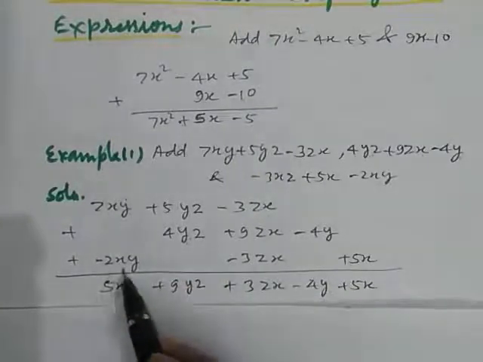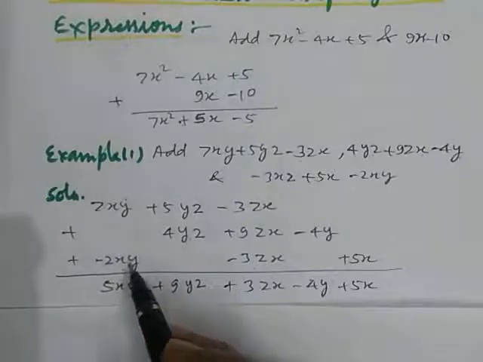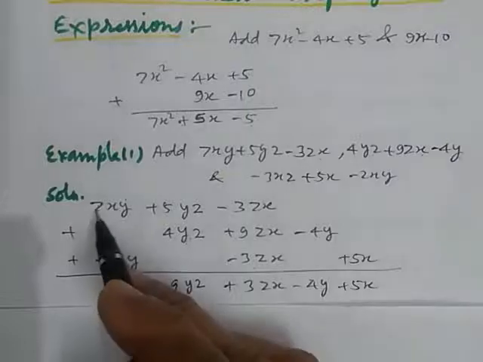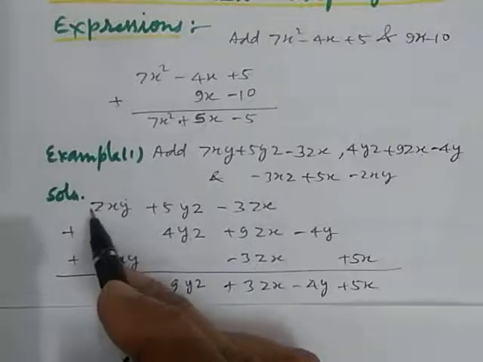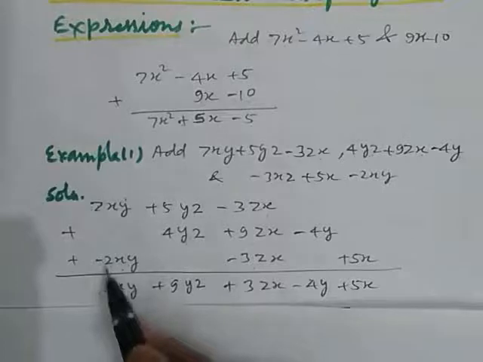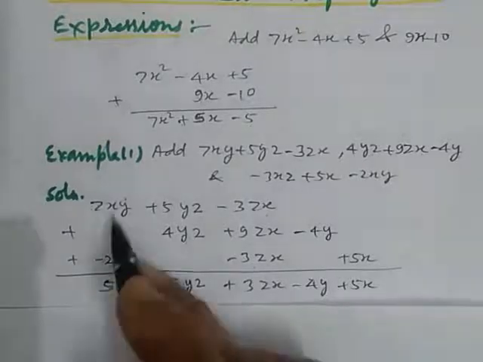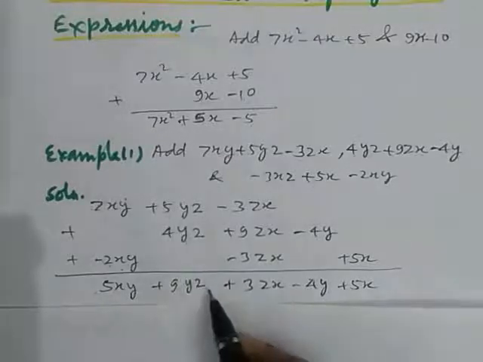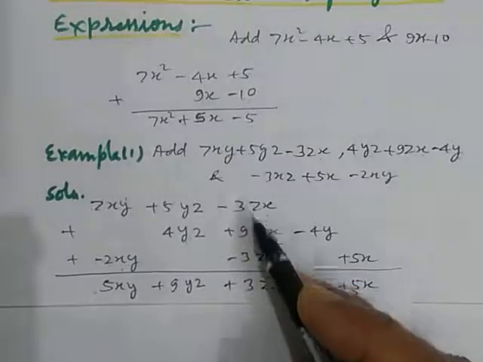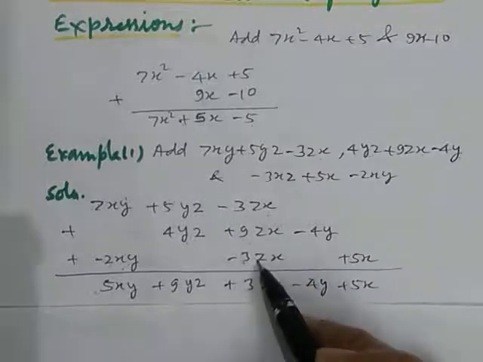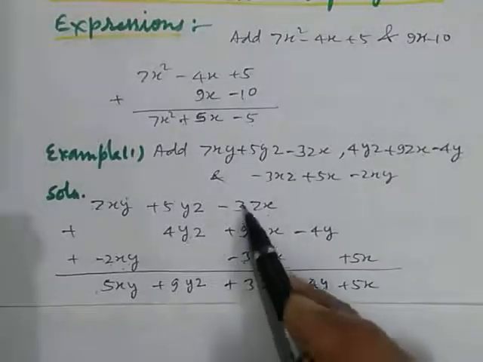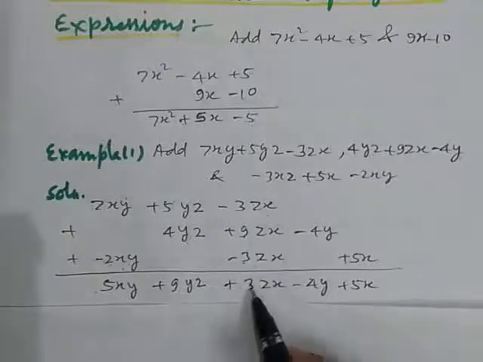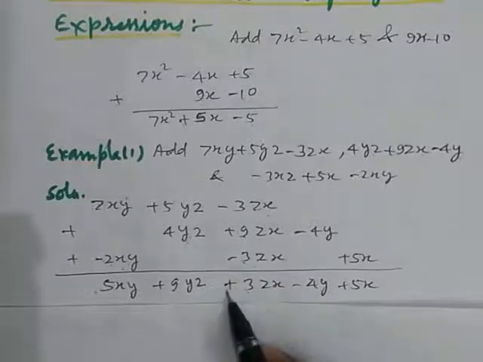7xy minus 2xy. The term xy is similar, but the signs are different, so we subtract, and the sign comes from the bigger one. So plus sign is there. 7 minus 2, 5. So 5xy. Here 5 and 4 both are positive, so we add them: 9yz. Here minus 3 and minus 3, these make 6, and this is plus 9. So subtract them. 9 minus 6, we get 3, and this is the bigger one, so the sign is positive.